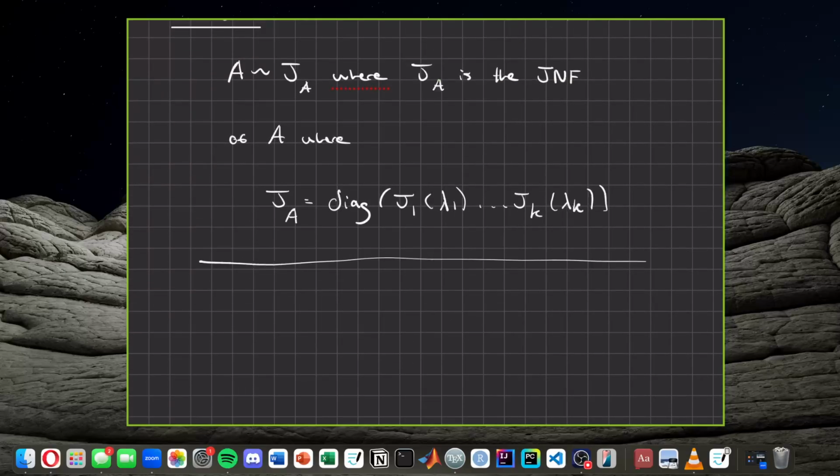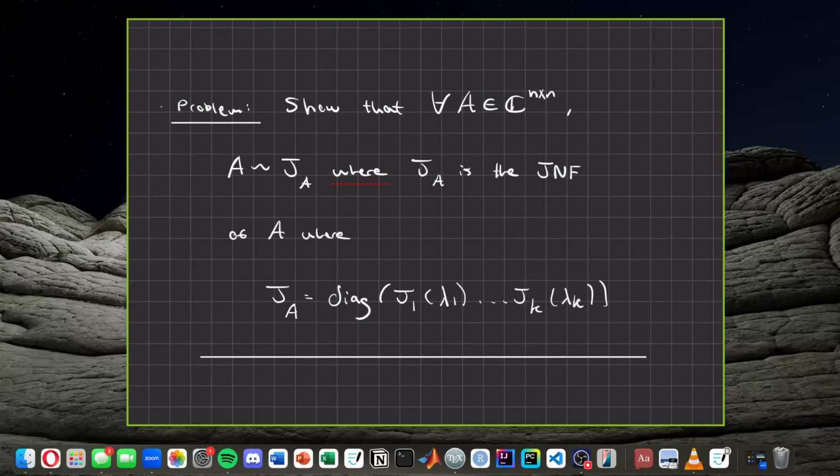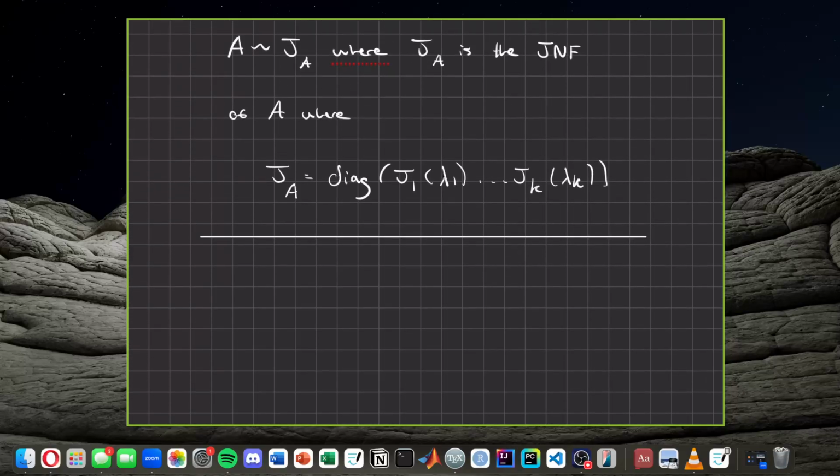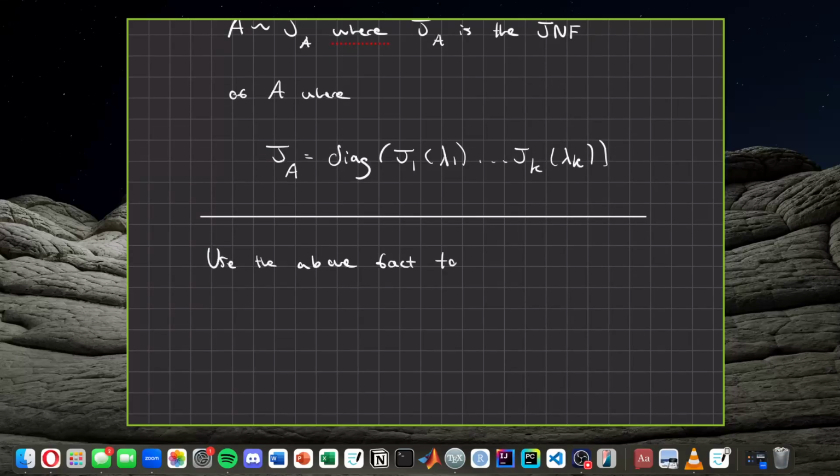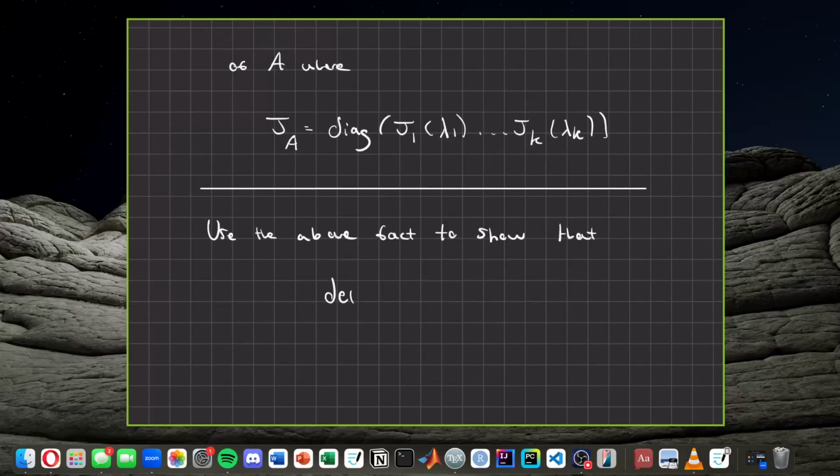So this whole statement up here is part one. And what we want to do is use the above fact, which is essentially just the existence of the Jordan form, to show that the determinant of e to the A is equal to e to the trace of A, denoted tr of A.